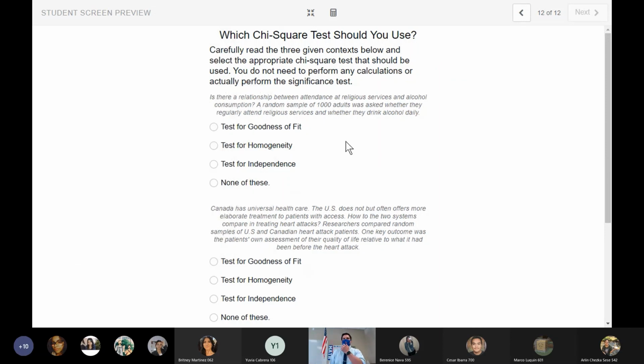All right, so let's talk about these guys here. So in our first context, right, is there a relationship between attendance at religious services and alcohol consumption? A random sample of 1,000 adults was asked whether they regularly attend religious services and whether they drink alcohol daily. So we have a single population of interest and 2 variables. This is a test for independence. They're checking for a relationship, which could also be called an association. Right, so we're trying to see if one has an effect on the other.